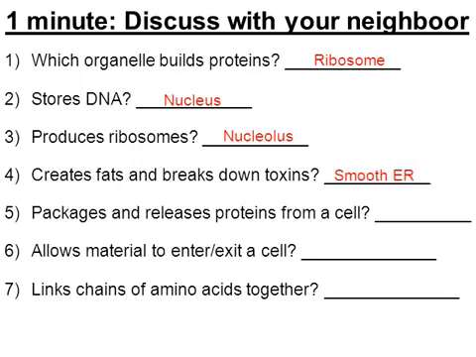Number 5, which organelle packages and releases proteins from a cell? That's the Golgi body. Remember, they're put inside of a protective vesicle. Number 6, which organelle allows materials to enter and exit a cell? That's the cell membrane, also called the plasma membrane. Number 7, which organelle links chains of amino acids together? Well, that's the same thing as question number 1. It's the same question, just worded a little differently, because amino acids make proteins.